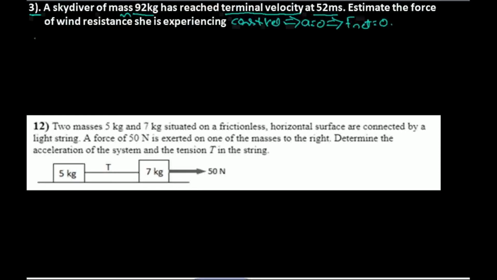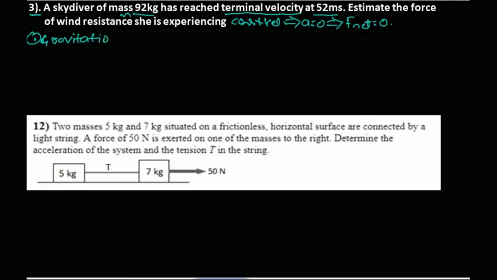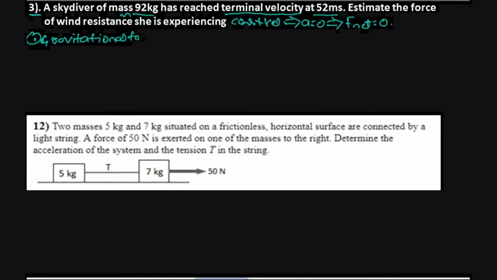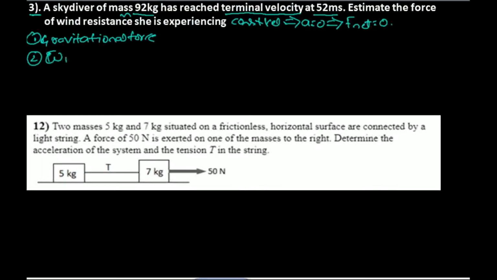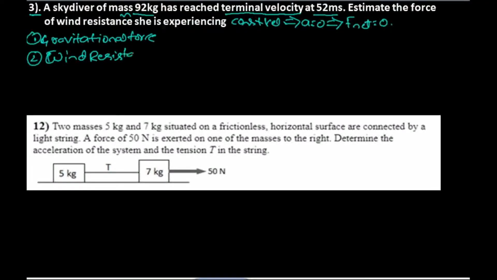The one is the gravitational force, and the second one is wind resistance. Okay, this is the wind resistance. So gravitational force is given by F is equal to mg, that is again equal to the wind resistance.